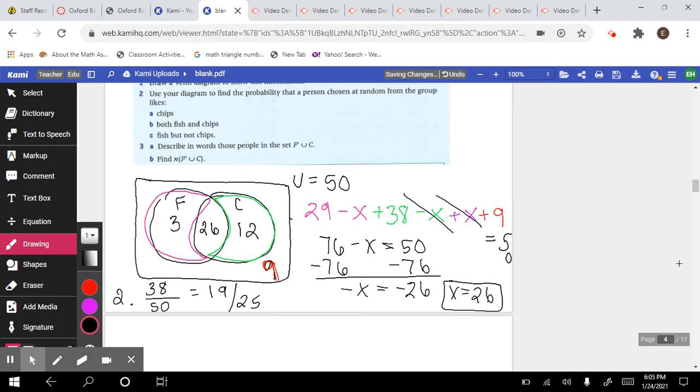Let's see what else we have. That's A. B, both fish and chips. Makes it pretty easy. Both fish and chips, that's the middle, 26 out of 50. So that would be 13 out of 25.